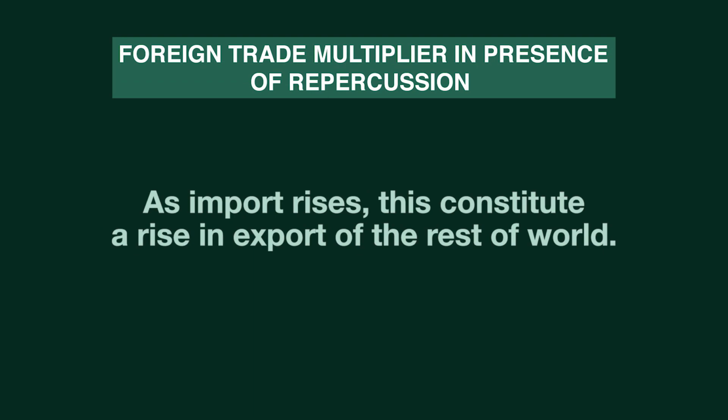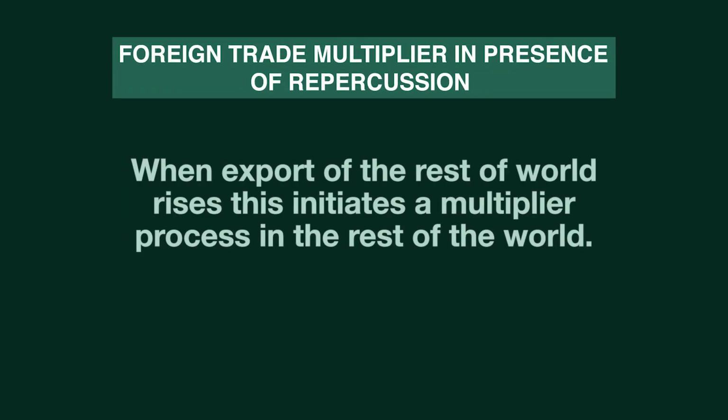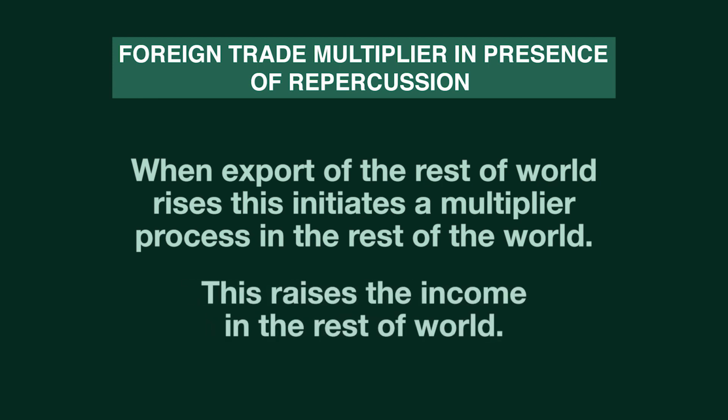Consider an economy. For some reason, there is a rise in import of the domestic country. As the domestic country increases import, there is a rise in export in the rest of world. A rise in export in the rest of world means there will be a multiplier process that will start in the rest of the world. That means the income of the rest of the world will increase due to the multiplier process.